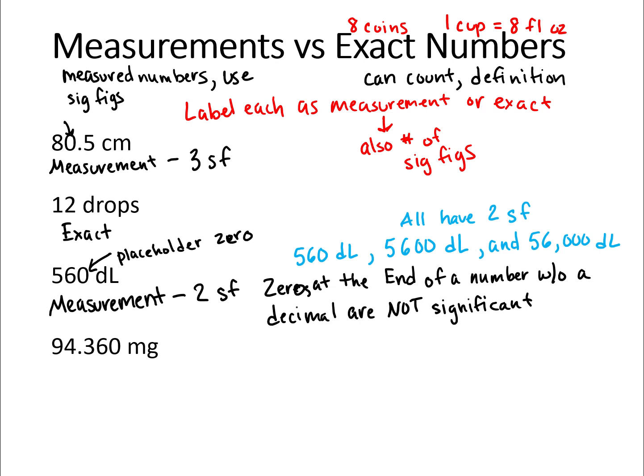Okay. What about the last one? We've got 94.360 milligrams. Measurement or exact number? Yeah, this one's a measurement. It's a mass. How many sig figs? I agree. We've got 5 sig figs here. So that 0 at the end is significant when it's a decimal number.